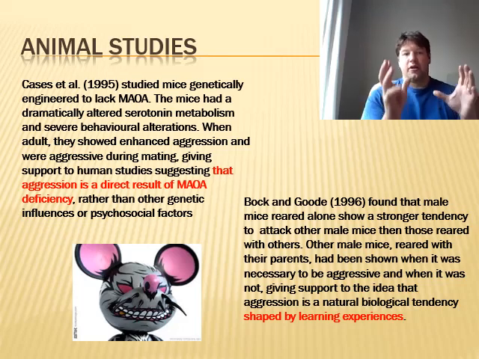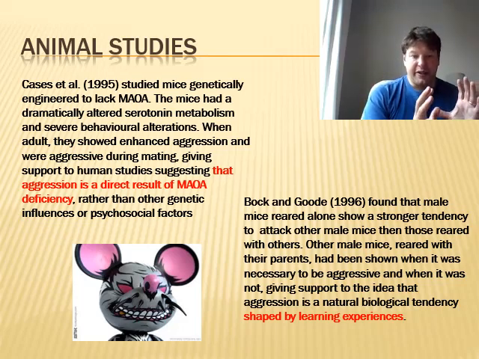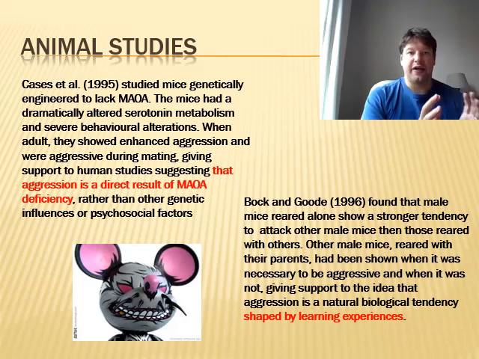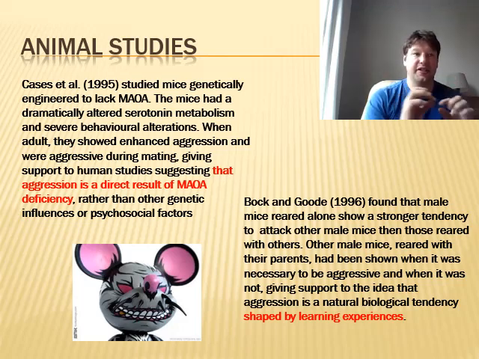So the Cases study is fairly simple, makes sense. Animal studies found evidence for it. This one is showing that it's that interaction again, that aggression exists, and aggression is there in our genetic makeup, but we actually learn when to be aggressive via our parents and peers and things like that. Right, so that's what that's showing. That there is a biological tendency, but it's shaped by our learning experiences.